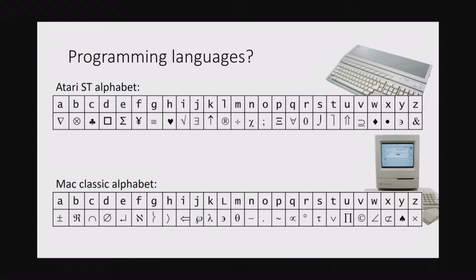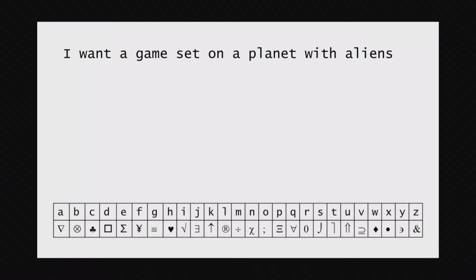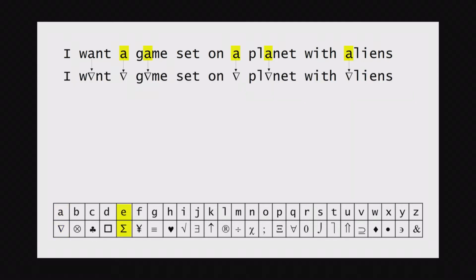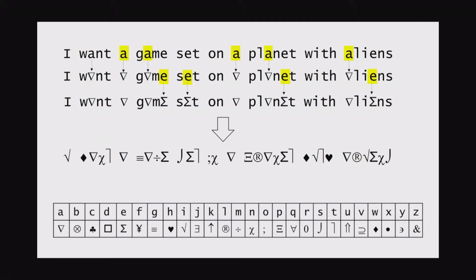And I thought programming would probably be like the following. If you wanted a game set on a planet with aliens, you would write in English what you wanted. That was your command. I want a game set on a planet with aliens. Then you would get out your mapping from English letters to these funny symbols. And you might translate all of the A's into nablas and all of the E's into sigmas, for instance. And you would keep doing this. It would be quite tedious, but very routine. And eventually you'd have this fully translated command.